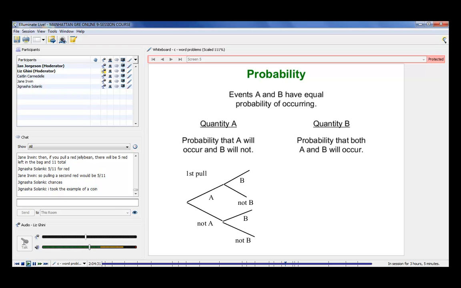And we're trying to compare two paths, the probability that A will occur and B will not, versus the probability that both A and B occur, okay? So what do we know? All right. Do we know the probability of A? What do we know? Do we know the probability of A? Events A and B have an equal probability of occurring.